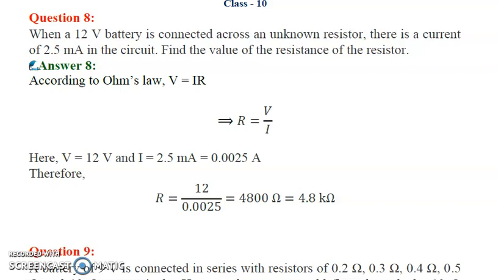So this is question number 8. When a 12 volt battery is connected across an unknown resistor, there is a current of this much. Find the value for resistance. It is a very simple formula based question.